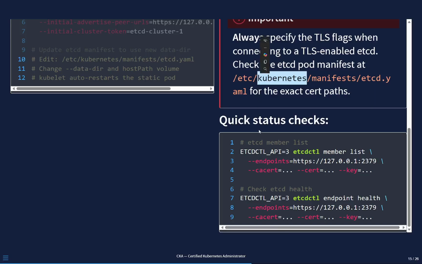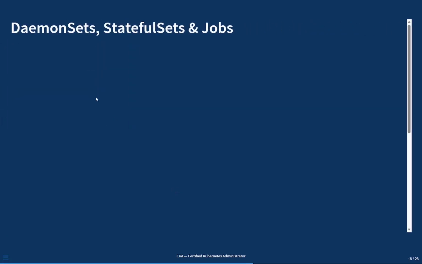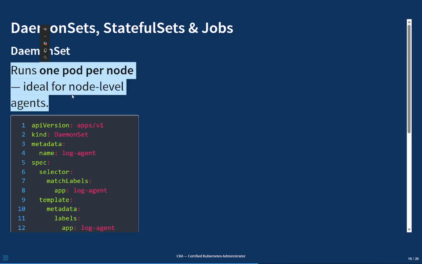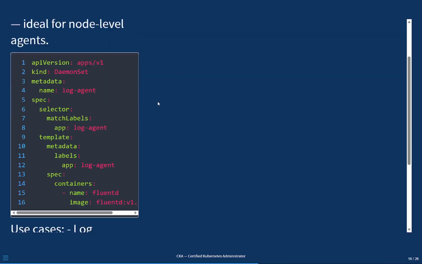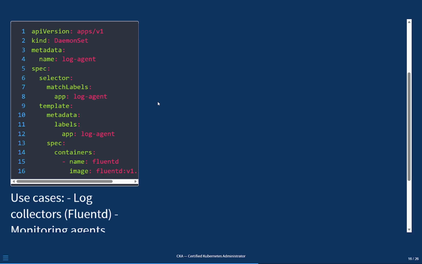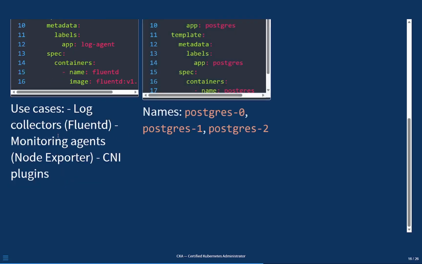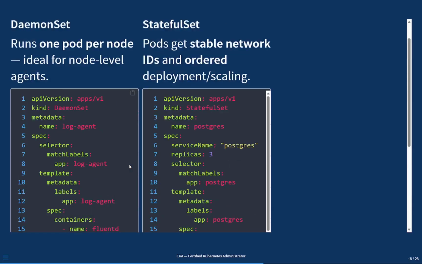Next, beyond deployments, Kubernetes has 3 more workload types you need to know. Click. Daemon sets. A daemon set ensures that exactly 1 pod runs on every node in the cluster. When a new node joins the cluster, the daemon set automatically deploys a pod to it. When a node is removed, the pod is garbage collected. Use cases include log collectors like FluentD, monitoring agents like Node Exporter, and CNI plugins like Calico that need to configure networking on every node.